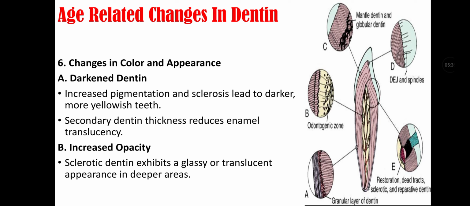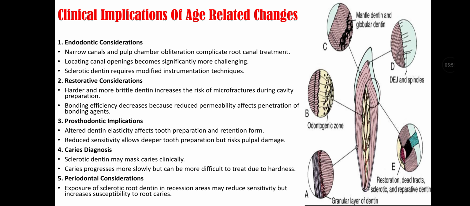Then there are changes in color and appearance that can lead to darkened dentin and increased opacity. Darkened dentin. Increased pigmentation and sclerosis lead to darker and more yellowish teeth. Secondary dentin thickness reduces enamel translucency. Increased opacity. Sclerotic dentin exhibits a glossy or translucent appearance in deeper areas.